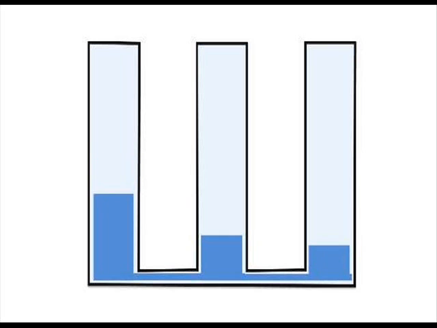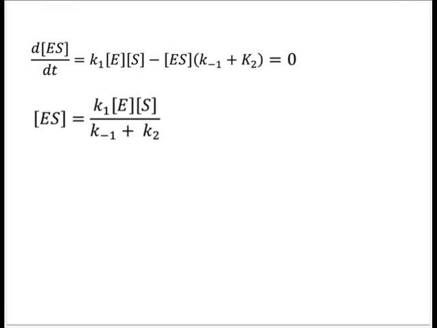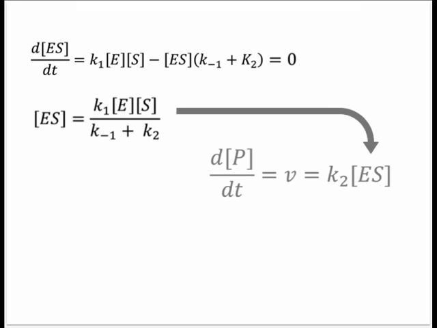It means that the rate at which it is formed is equal to the rate at which it is consumed, and the mathematical expression for this is equal to 0. Again, the value of ES is obtained from this equation and the Michaelis-Menten equation is obtained.